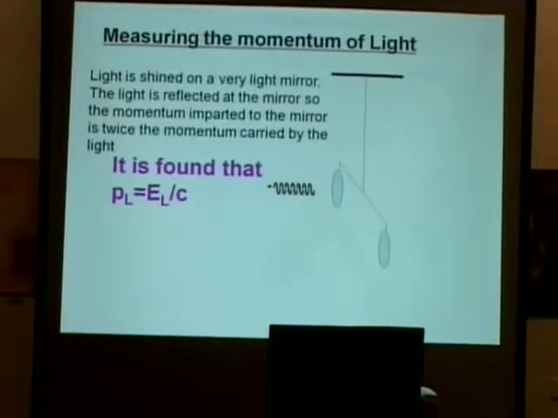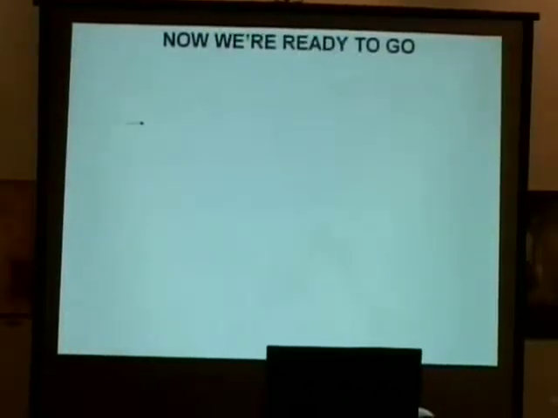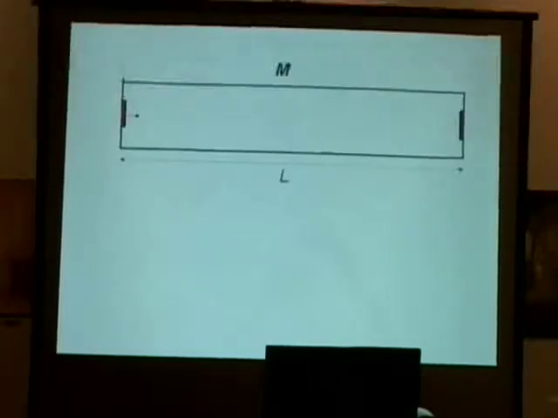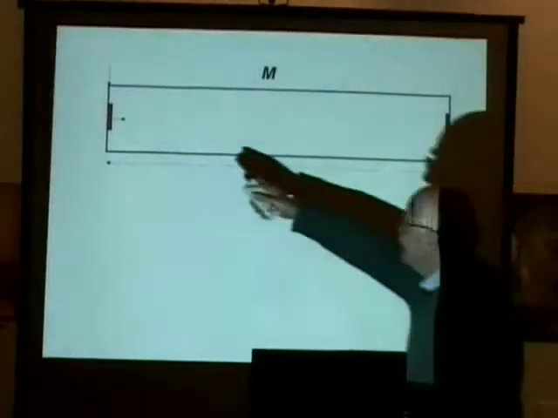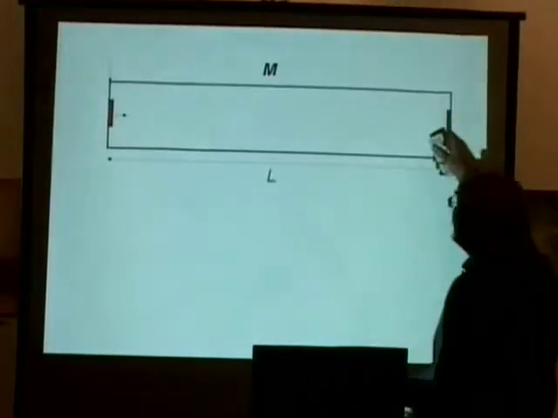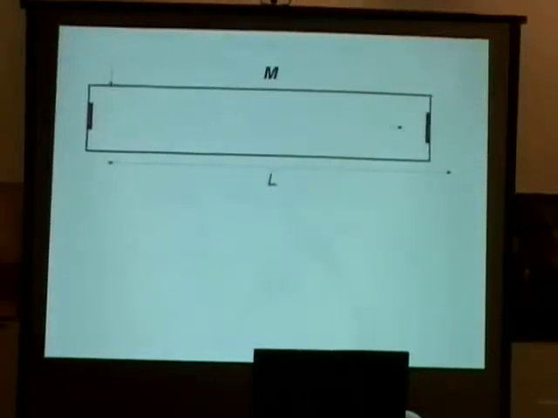Okay, so we now know that, so now we're ready to go. We know everything we need to know. There it is. Right? Mass M, length L, light source. There's the light. Here's the absorber. Go. Moves. Okay.